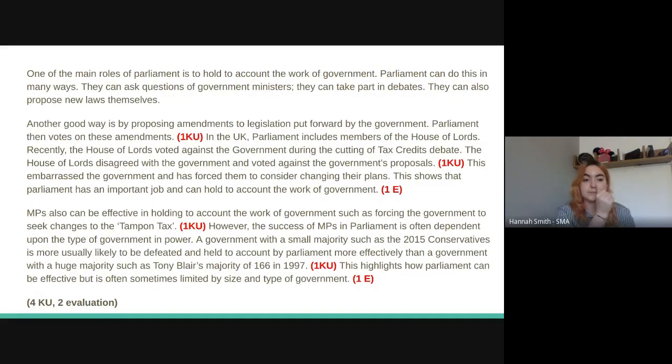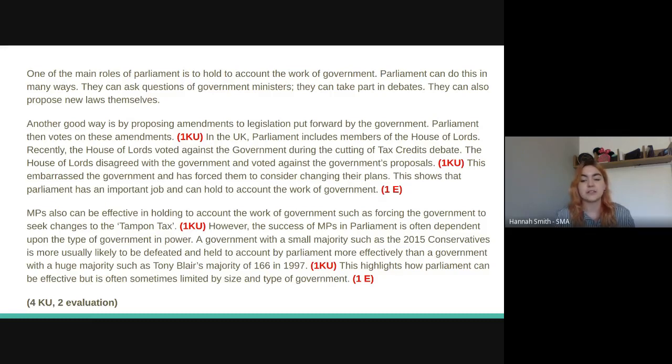What we have here. One of the main roles in Parliament is to hold to account the work of government. Parliament can do this in many ways, blah, blah, blah. That's your introduction. To be honest, they probably could have gotten away with shorter than that. One of the main roles of Parliament is to hold account the work of government. Parliament can do this in many ways, such as questioning ministers, taking part in debates and making laws. Perfect. Their marks are noted in the red there. So again, pause this to have a look where they actually got a mark.